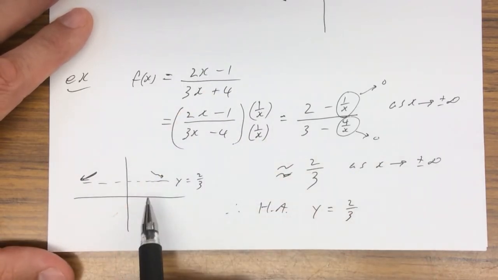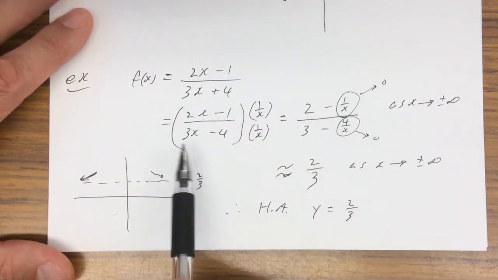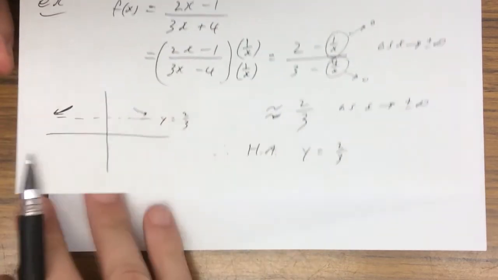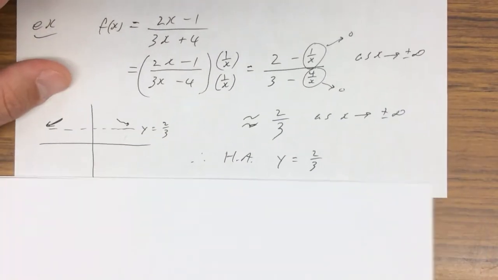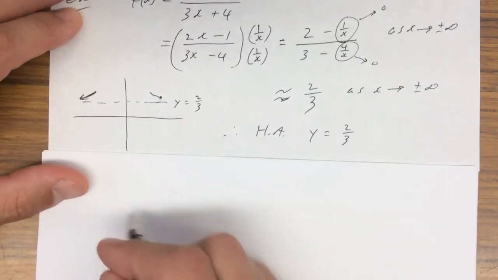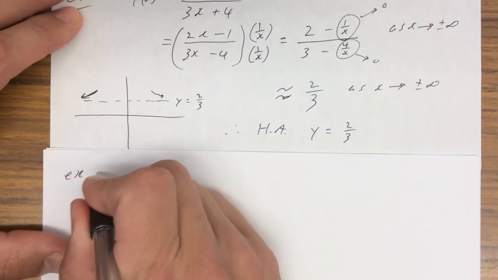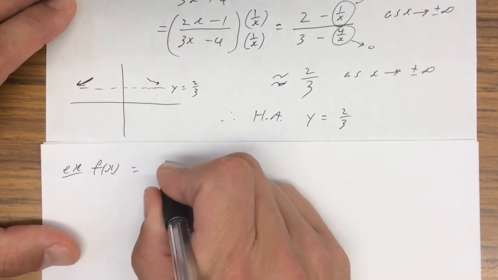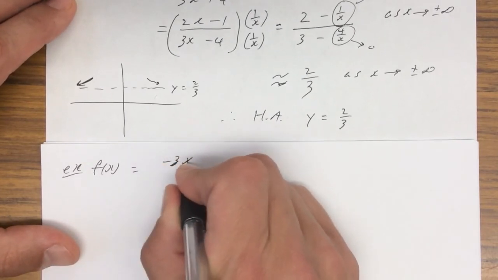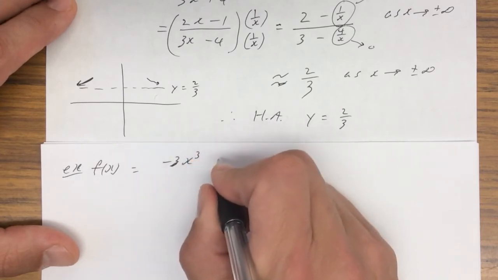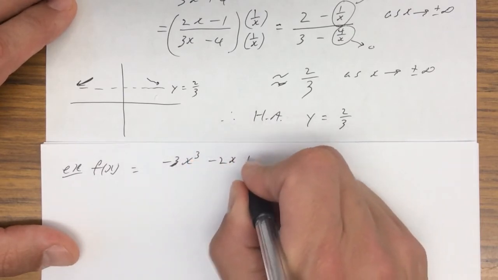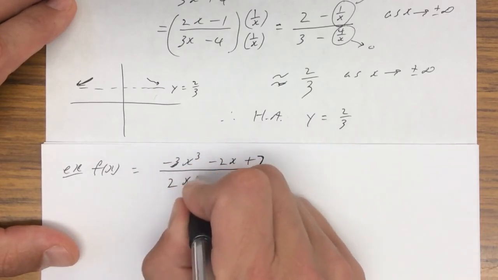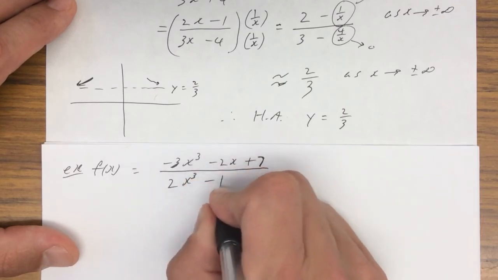So these are two examples where the degree of the top and the bottom are the same, but it's also just when the degree is 1. So we're going to try something a little bit more complicated now, but the same basic idea, for f of x equal to something like, how about negative 3x cubed minus 2x plus 7, say, over another cubic, how about 2x cubed minus 1.